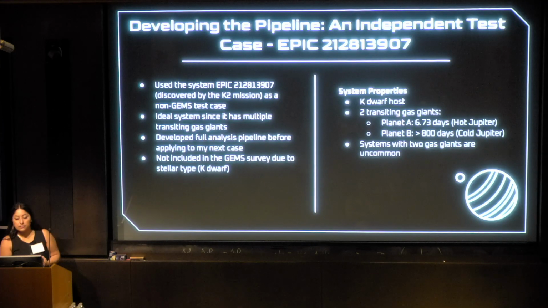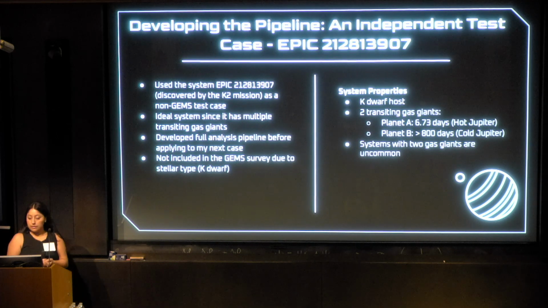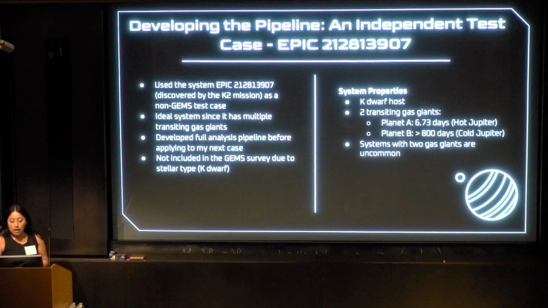To study these gas giants around M-dwarfs, I developed a pipeline and first looked at the system EPIC 212813907. This system was first discovered by NASA's K2 mission. What's special about this star system is that it hosts two giant planets. One orbits very close to its star, known as a hot Jupiter, and completes an orbit in about 6.7 days. The second is much further out and is considered a cold Jupiter, whose exact orbit we're not entirely sure about, but it takes at least roughly 800 days to orbit the star.